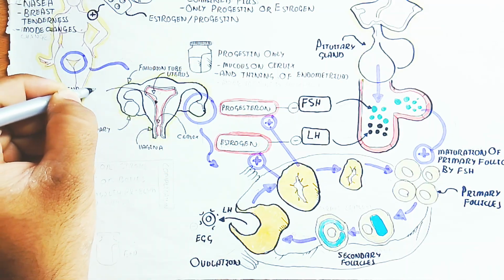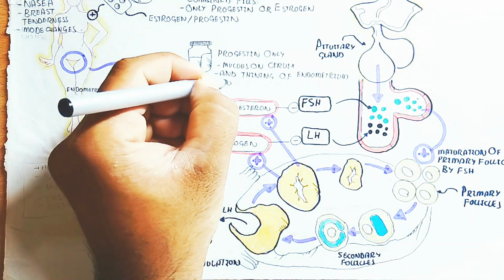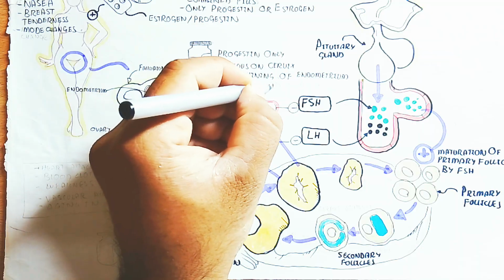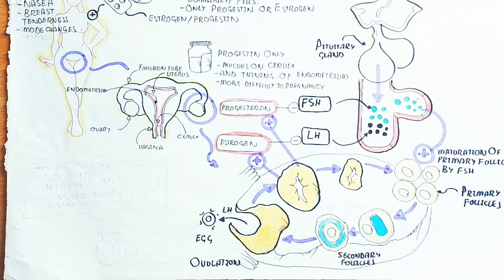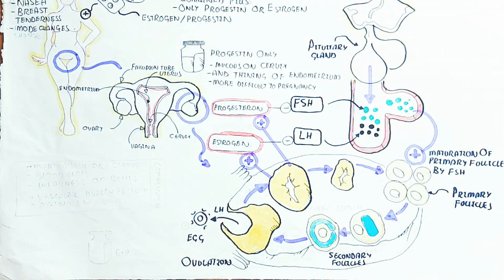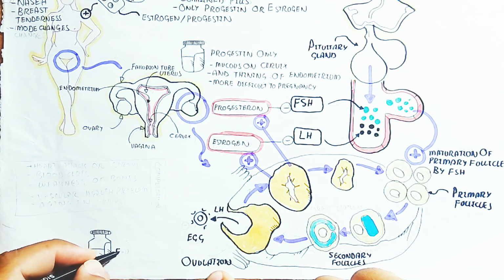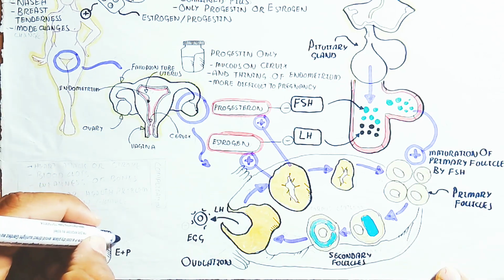Progestin only will work on the mucus of the cervix to thin it, and cause thinning of the endometrium, making pregnancy more difficult, because the endometrium should be thick due to estrogen and progesterone. In this way, the progestin will inhibit this thickening.